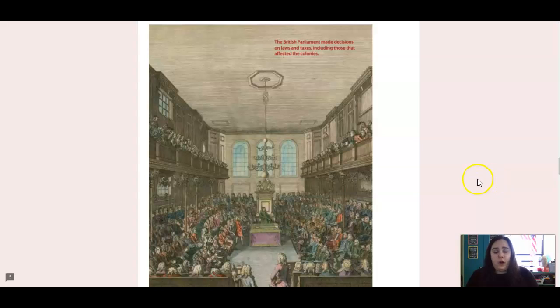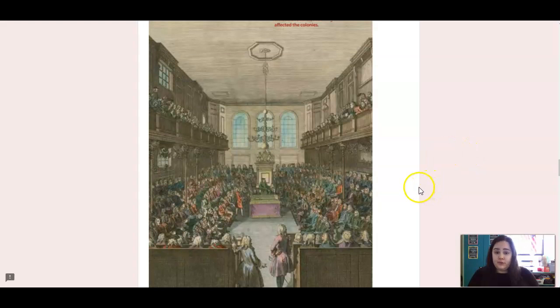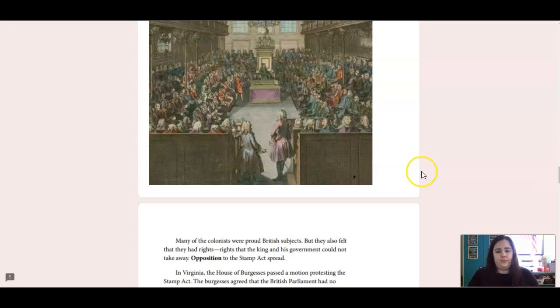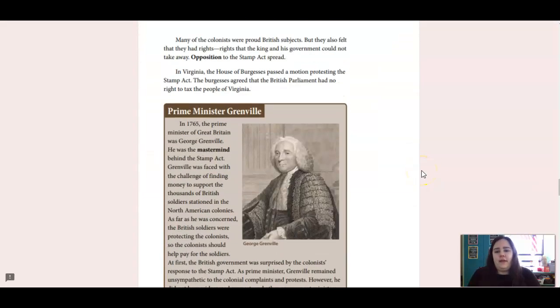This is the British Parliament, which is basically the government in England that makes decisions on laws and taxes, including those that affect the colonies. Many of the colonists were proud British subjects, but they also felt they had rights that the king and his government could not take away. Opposition to the Stamp Act spread. In Virginia, the House of Burgesses passed a motion protesting the Stamp Act. The Burgesses agreed that the British Parliament had no right to tax the people of Virginia.